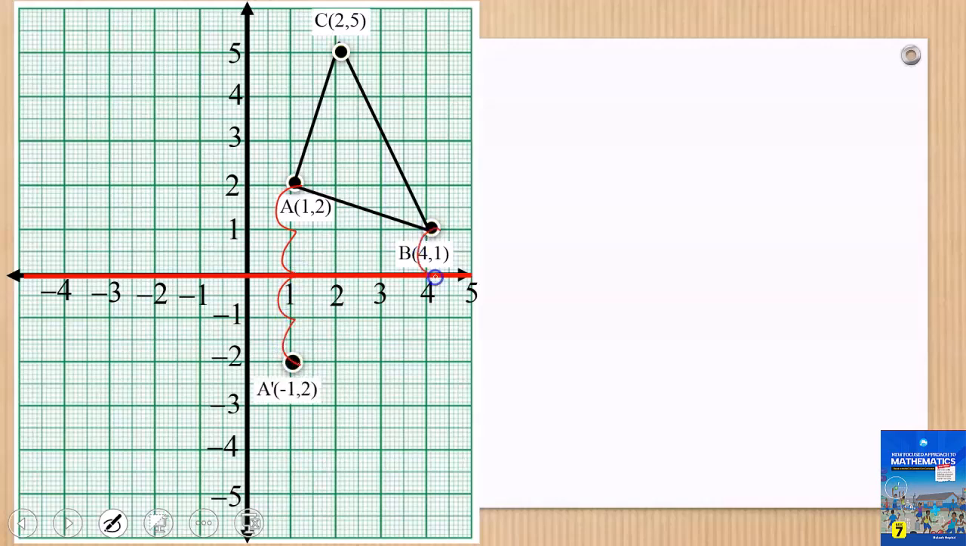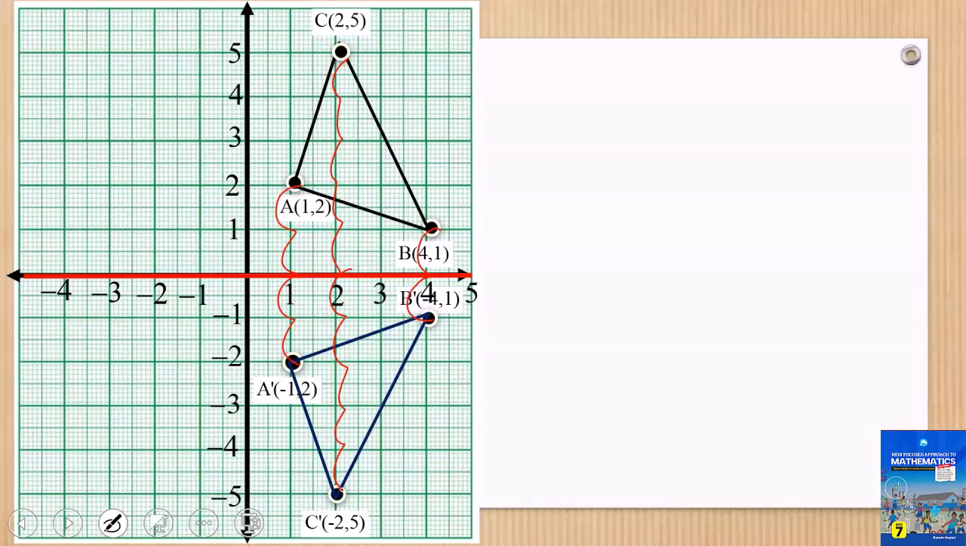Point B, I'll move only 1, then I'll do the same thing, 1 to the image. Point C, I'm going to move 1, 2, 3, 4, 5, then I'll go the same 1, 2, 3, 4, 5, and that will give me the image. When I join them again, I create a reflected image, and you can see again that the whole thing looks like it's flipping over the mirror line.